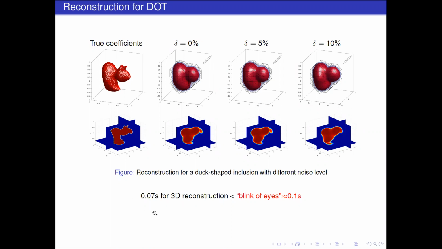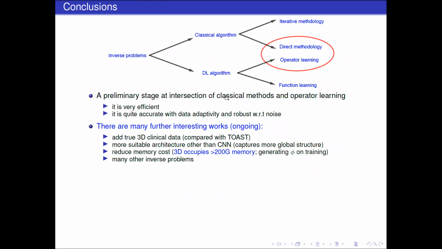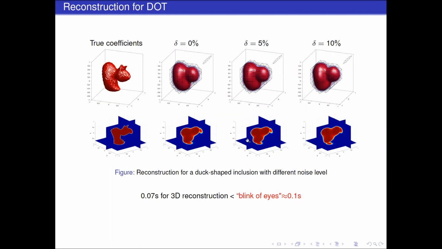And more importantly, as I mentioned at the very beginning, for one 3D reconstruction, the cost time is only 0.07 second, which is even less than the time for Born approximation. So this is really surprising to us. Okay, so this is pretty much what I wanted to talk about.